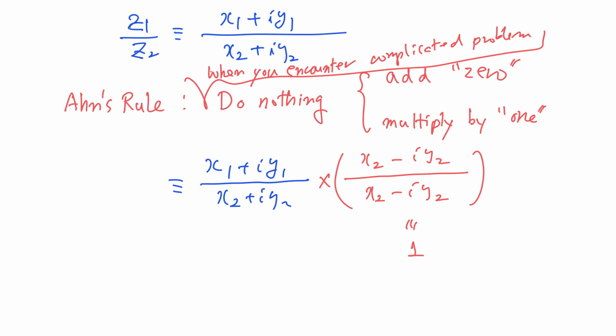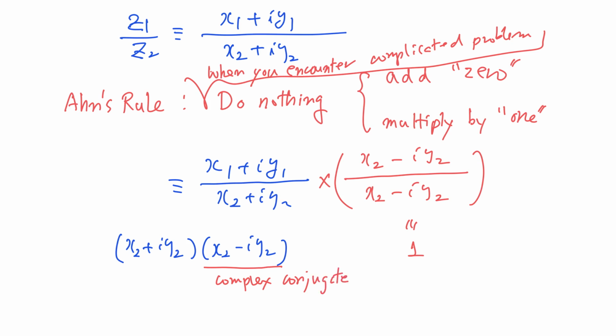However, x2 plus iy2 times x2 minus iy2. Probably you have seen this in the number system. You just change the sign of the imaginary part. This has a name: complex conjugate of x2 plus iy2.